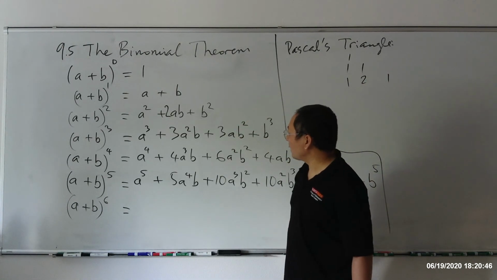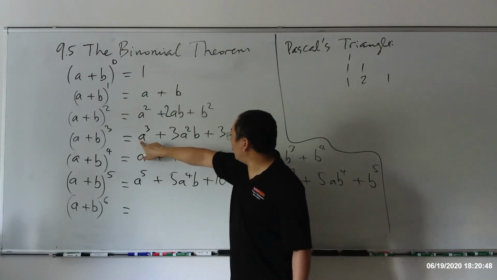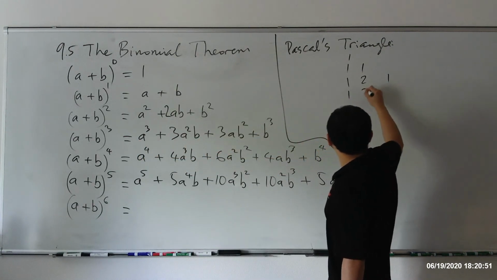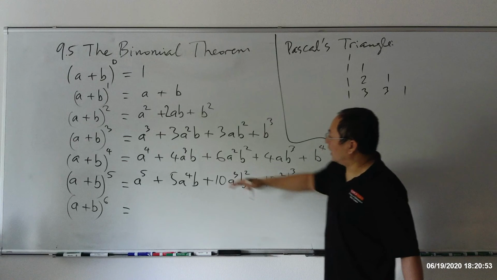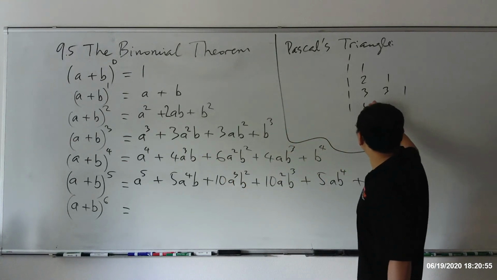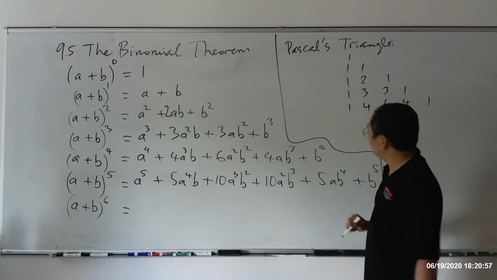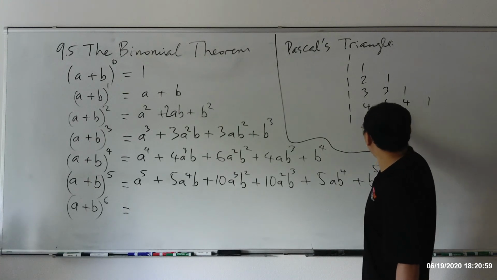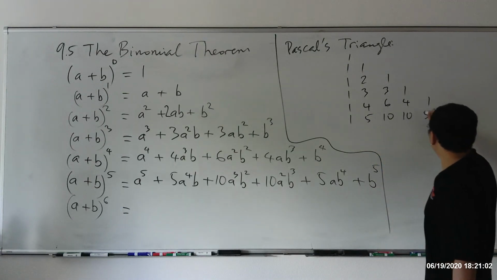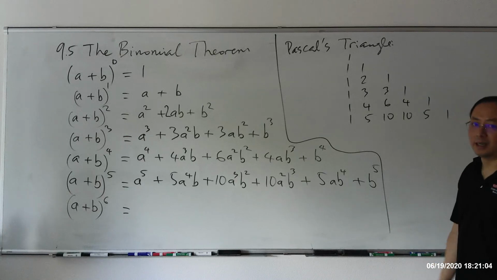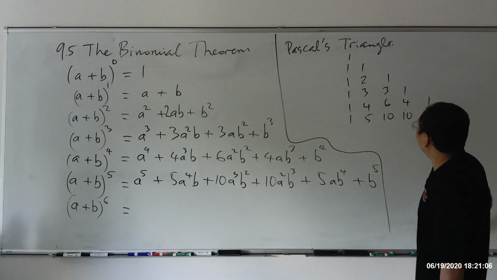Okay? And then for the 3, I got what? 1, 3, 3, 1. And to the 4th, I got 1, 4, 6, 4, 1. For the 5th, I got 1, 5, 10, 10, 5, 1. And figure out the rule right here.